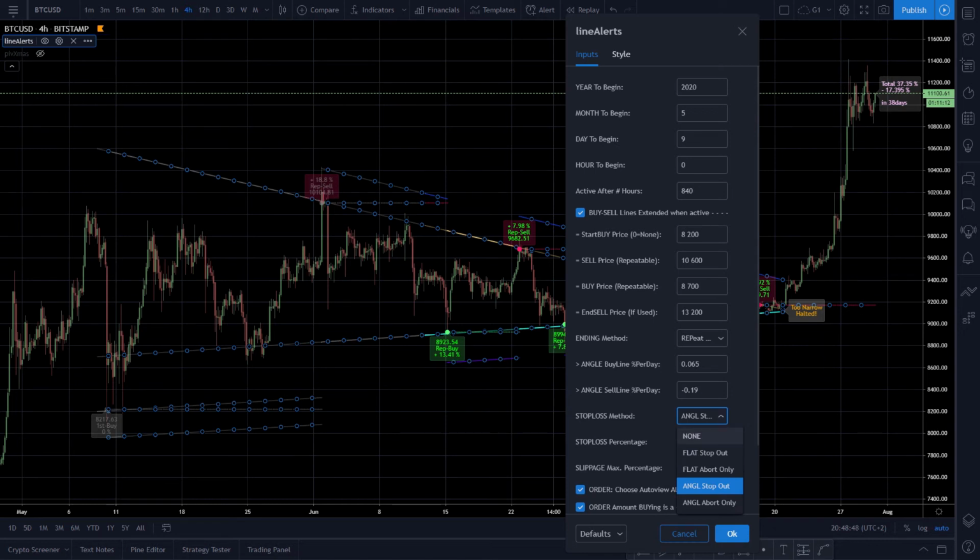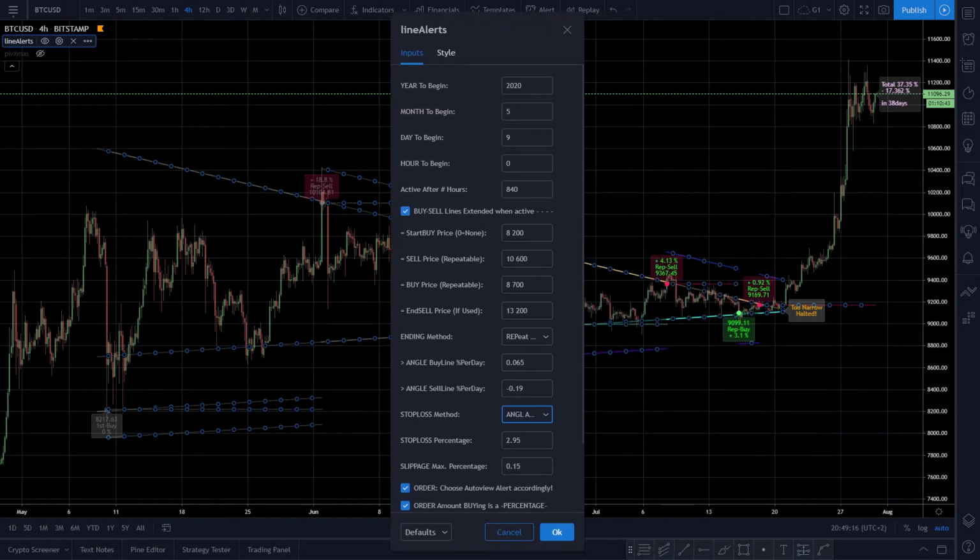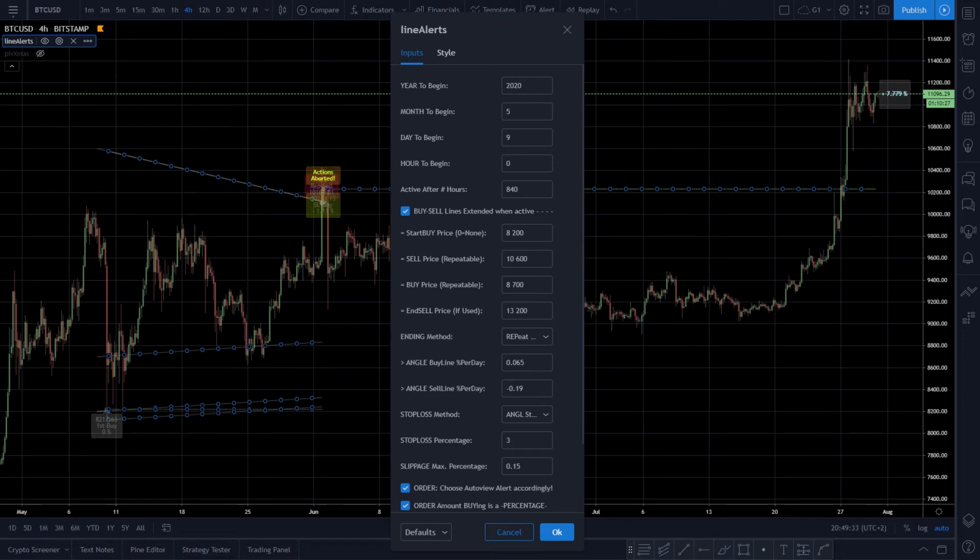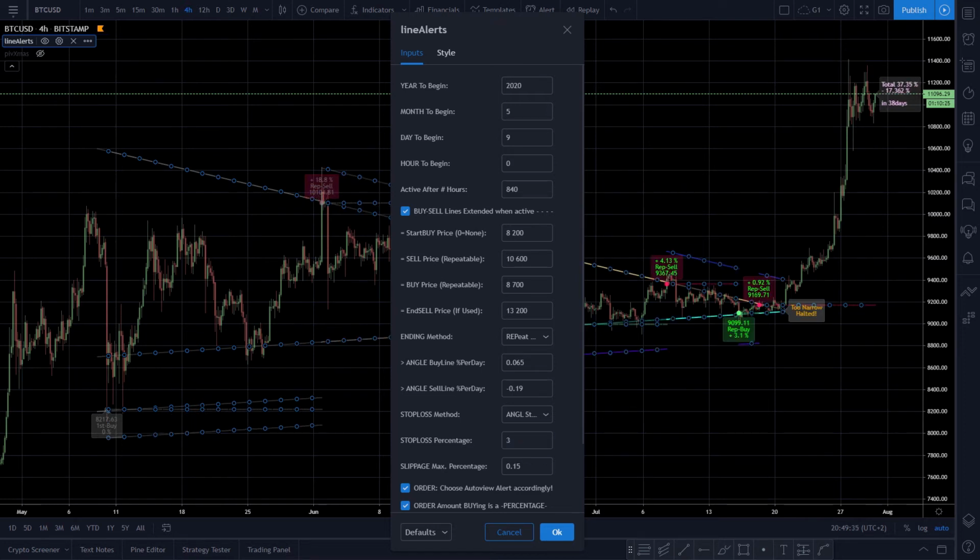None means that no stop losses will be active at all. Flat uses a horizontal stop loss line and angle uses a line parallel to the buying or selling line also when these are angled. Stop out triggers a sell or buy alert, and abort just aborts all actions in lineAlerts. The stop loss percentage is a percentage of the price. When a buy has been performed last and the price drops the stop loss percentage below the buying price, a stop loss will be triggered.